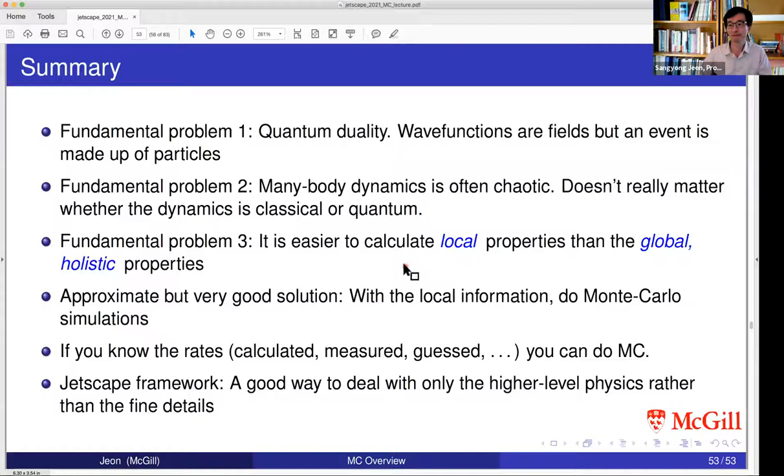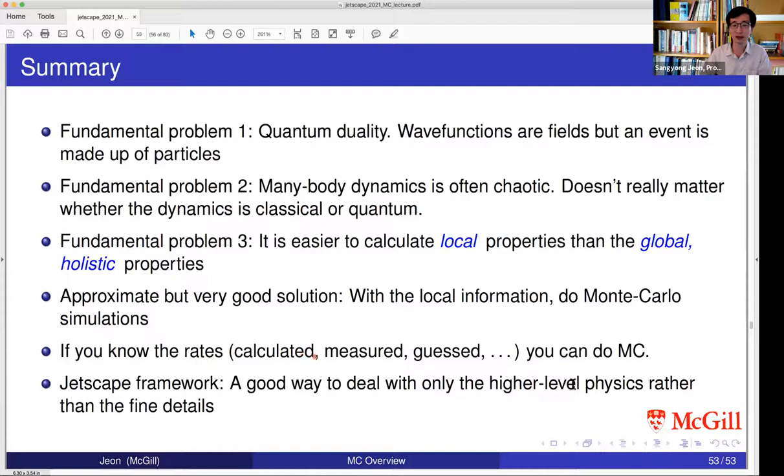So the whole idea of Monte Carlo simulation is that with the local information, you string up all the local information so that you can actually think about the whole evolution of the system. That's the main idea of Monte Carlo simulations. If you know the rates, you can do Monte Carlo, of course. That's a very simplistic idea, but it's not too far from the truth. If you know the rate, you can do Monte Carlo.